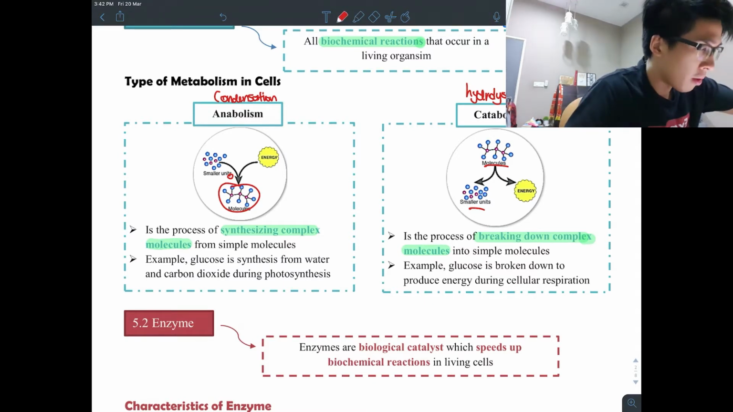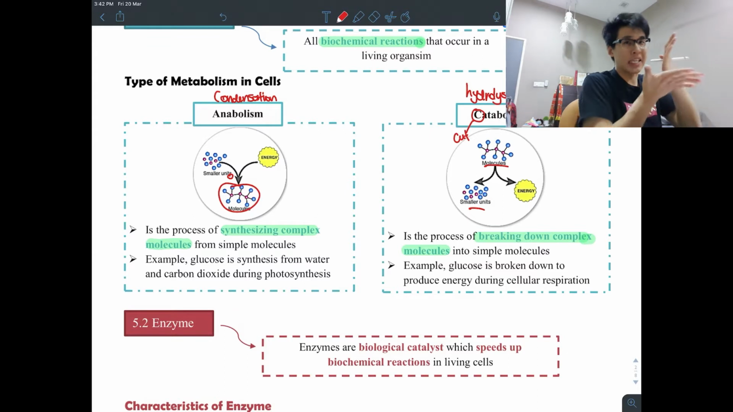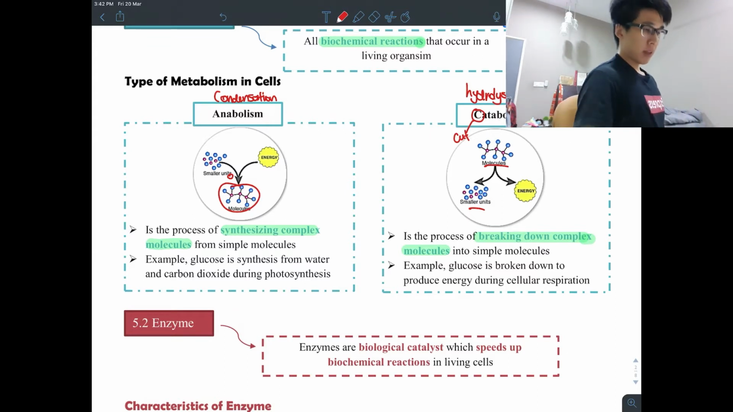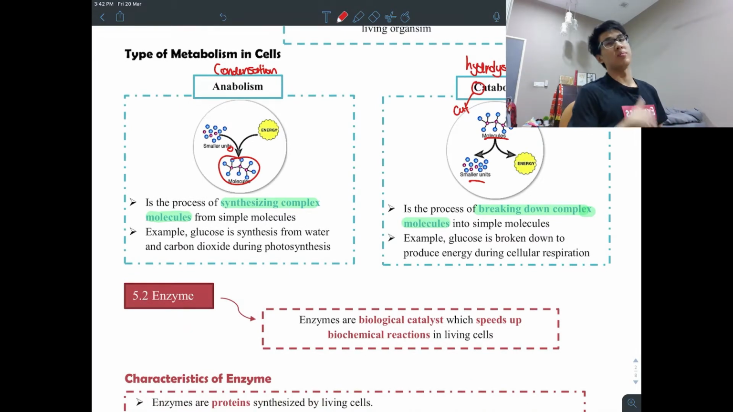So how to remember this? Just remember catabolism, C, stands for cut. I cut something, so it's breaking down. Now what's the example of anabolism and catabolism in living things?